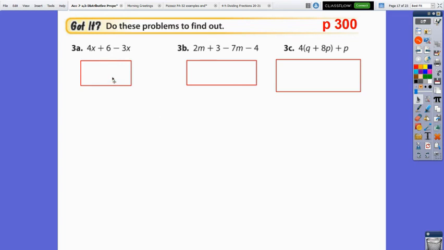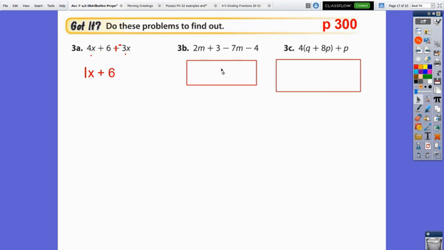3a, x plus 6. Now, if you said 1x plus 6, that's okay, because you get 4x plus -3x leaves you with 1x, but you don't have to write the 1. Okay. And then the 6 is by itself because there's no other like terms, no other constant terms. All right, letter B.